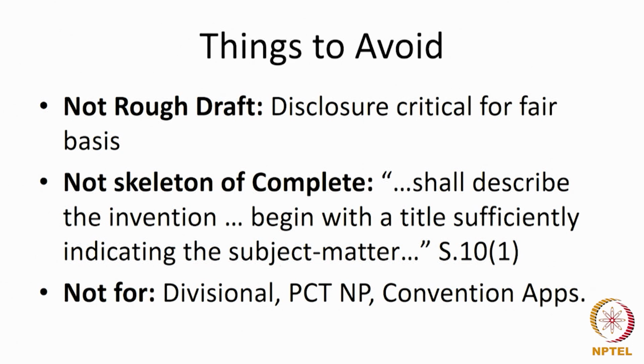It should not be a skeleton of the complete, because you find that section 10 states that it shall describe the invention, begin with a title sufficiently indicating the subject matter. So, it has to describe the invention. Now, there is no provisional for divisional, PCT and convention applications, because you cannot file a divisional, a PCT application, that is an application under the Patent Cooperation Treaty, or a convention application under section 135. You cannot file these applications by way of a provisional. All these applications require you to file a complete.